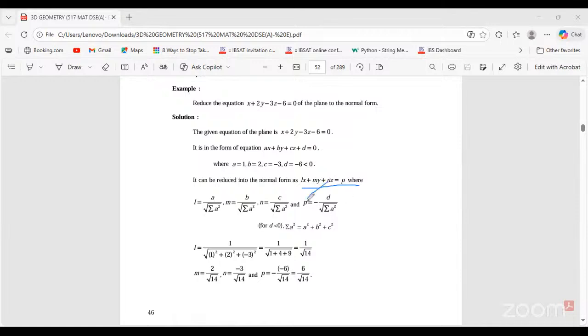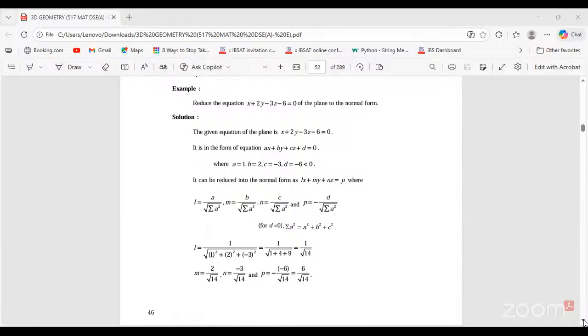Why? Because P can be a plus or minus value, but here D is negative, so P is taken as minus of the D value. L value is 1 by root 14, M value is 2 by root 14, N value is minus 3 by root 14. So the P value is 6 by root 14. Substitute all the values L, M, N, P in this equation.